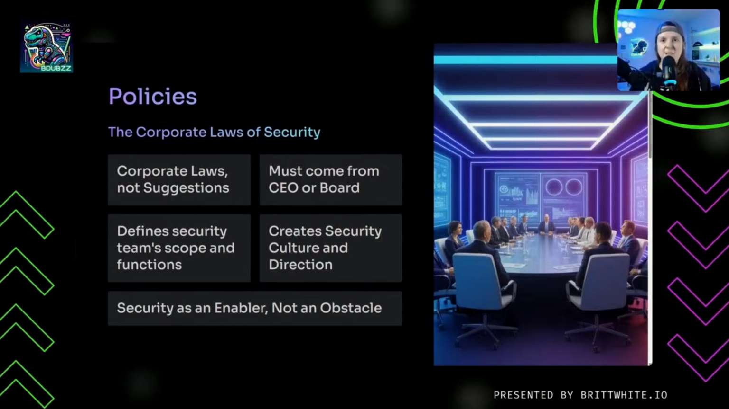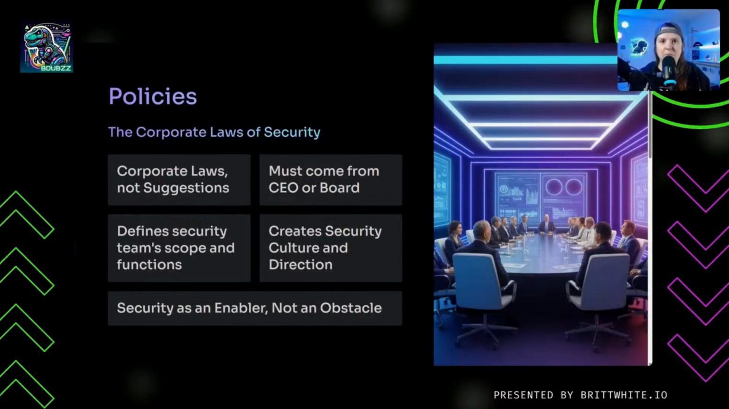Let's think about a simple policy example. An organization committed to locking down the CIA triad, confidentiality, integrity, and availability of all company data. A high-level policy is gold here. The policy is broad and sets the security compass direction.